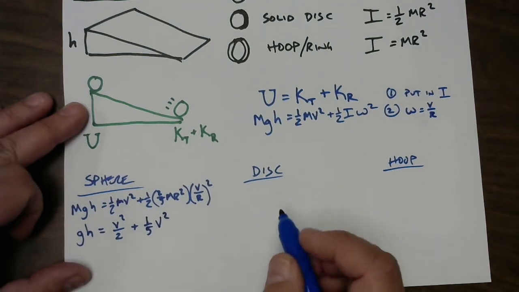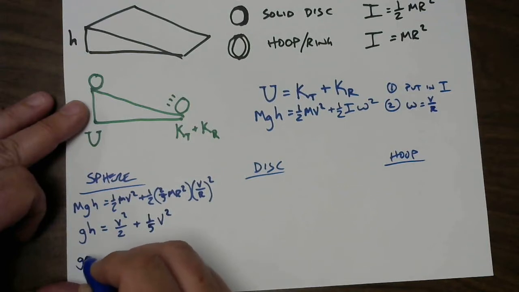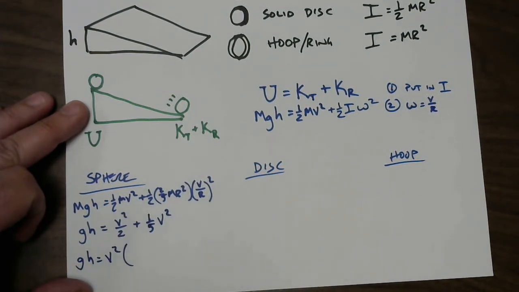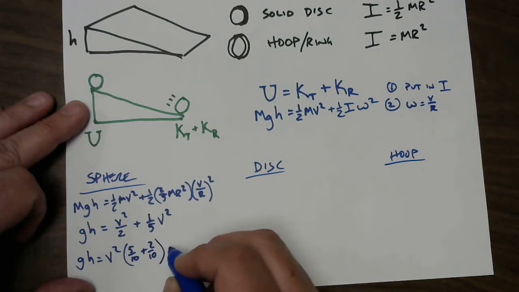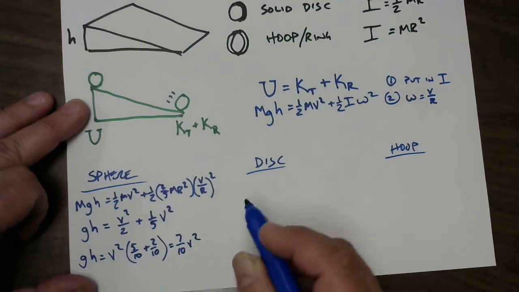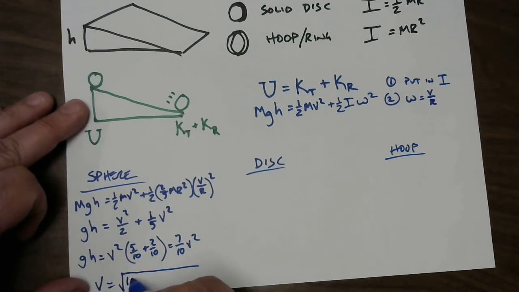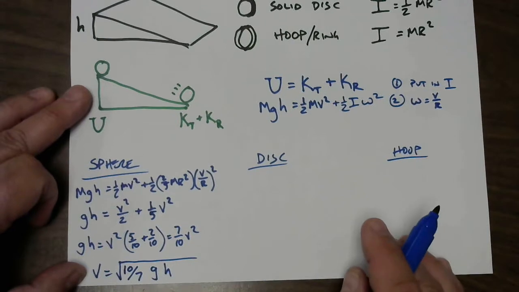The m's are gone, and so we have 1/5 v squared. So we basically have v squared times 1/2 plus 1/5. Now, we have to go to tenths to get this done. 1/2 is 5/10, and 1/5 is 2/10. So that is going to be 7/10 v squared. So v is going to be the square root of 10/7 g times h. That's how fast the sphere will be going when it gets to the bottom.